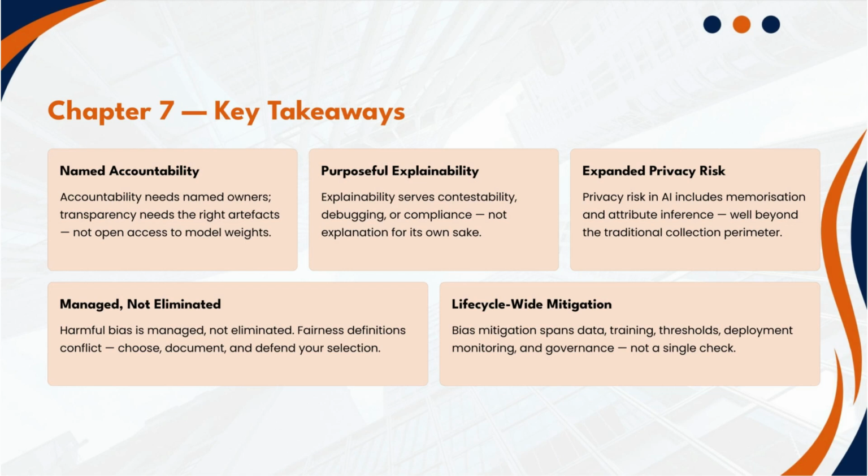Third, be very wary of post hoc explanations. They can be plausible stories rather than real reasons. Ask whether your explanation is intrinsic or a narrative generated afterward. Fourth, AI privacy risk has moved from collection to inference. Your consent form doesn't cover what the model deduces. Ask what this system can infer, not just what it collected.